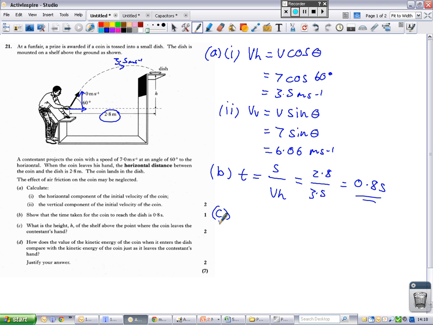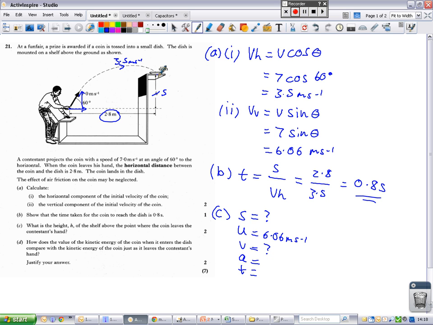Part C: what is the height h of the shelf above the point where the coin leaves the contestant's hand? So h might as well be s. It's a problem to do with motion, so we're going to use equations of motion. We write down suvat, all the variables that you need. S is what we're trying to figure out. U in the vertical direction is 6.06 meters per second. We don't know what V is. V is an unknown here.